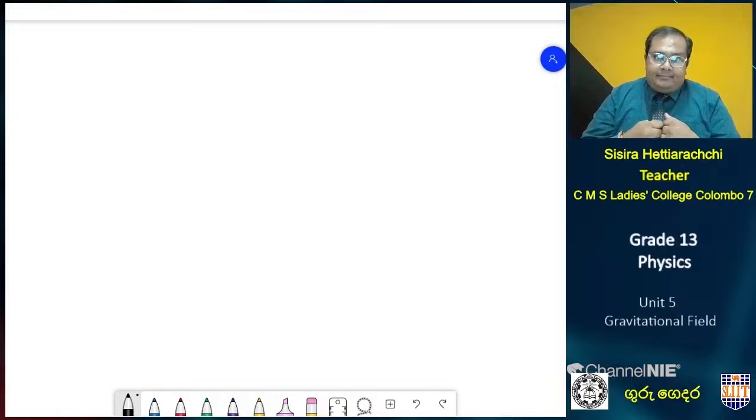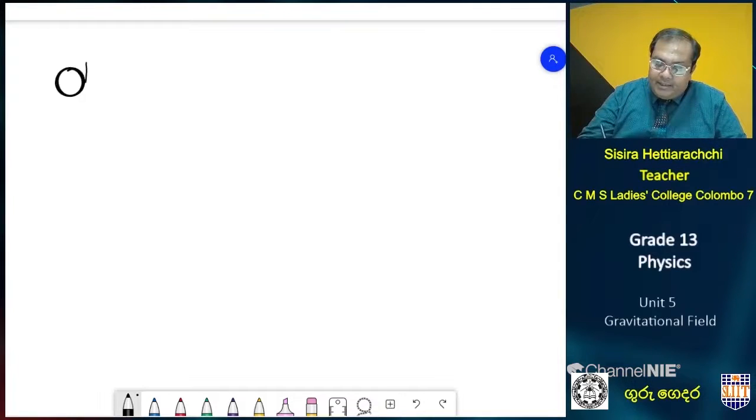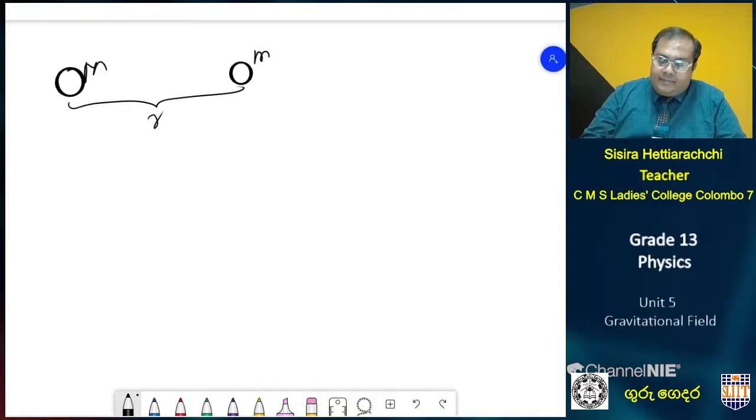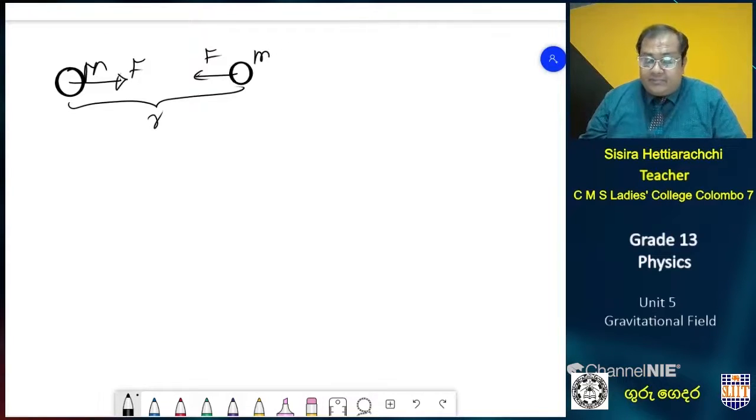Both are the same. Then assume two masses, one of them capital M, another one small m. The separation between them is r, that means the distance from center to center is r. They are under attraction, that is the gravitational force. After studying this equation, we can find the mass of the earth, the mass of the sun, and study the motion of satellites and everything. Therefore, it is a very important equation we are going to study.